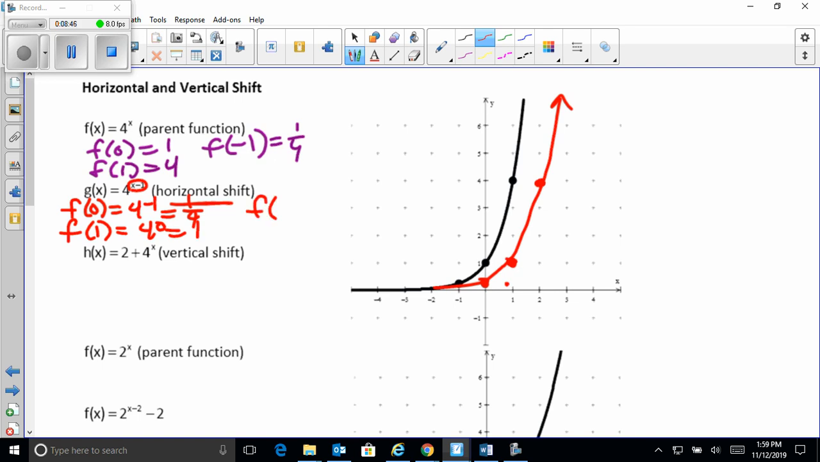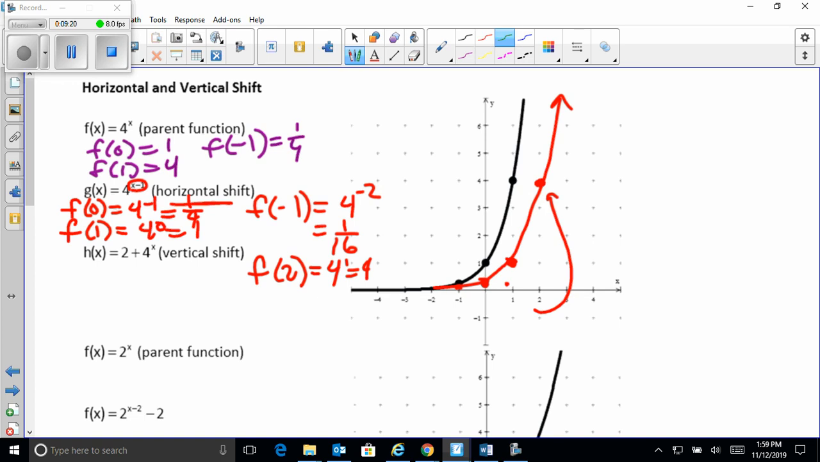And then f. Now this is the case where I told you sometimes you pick a different point. I could do the negative 1. That would be 4 to the negative 2, which is 1/16, which looks like it's obviously getting closer to the x-axis. But I really want to test this one. So f of 2 is going to be 4 to the 2 minus 1, which is 4. And that's exactly where we are.